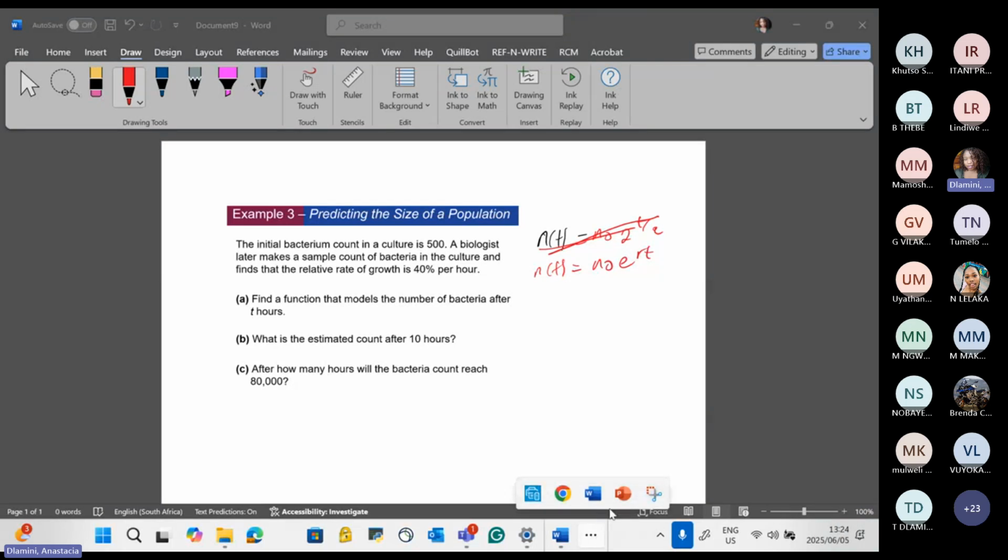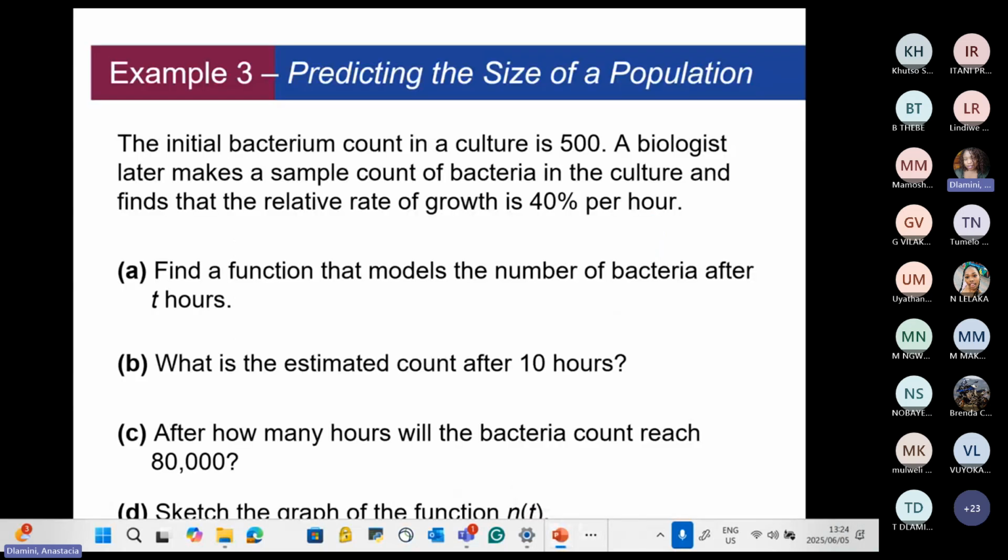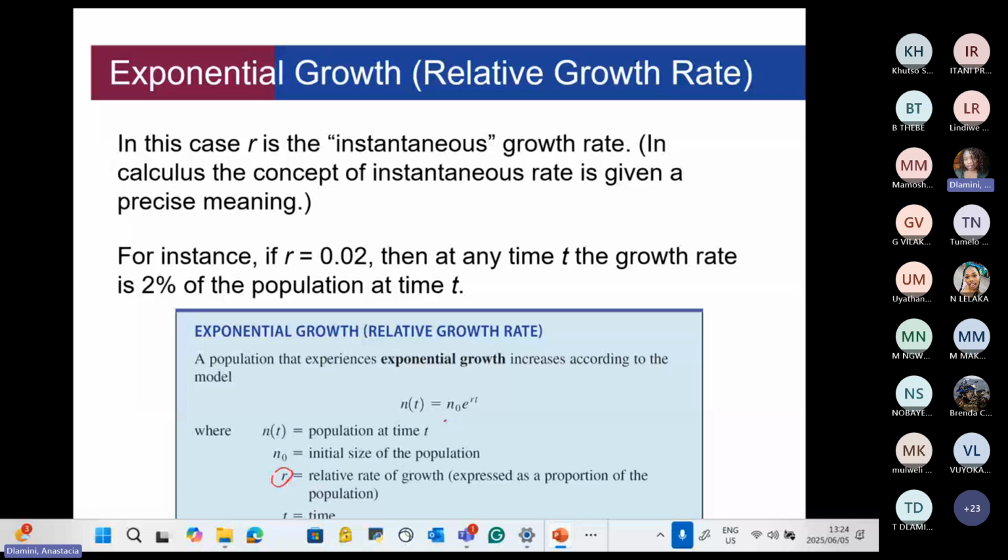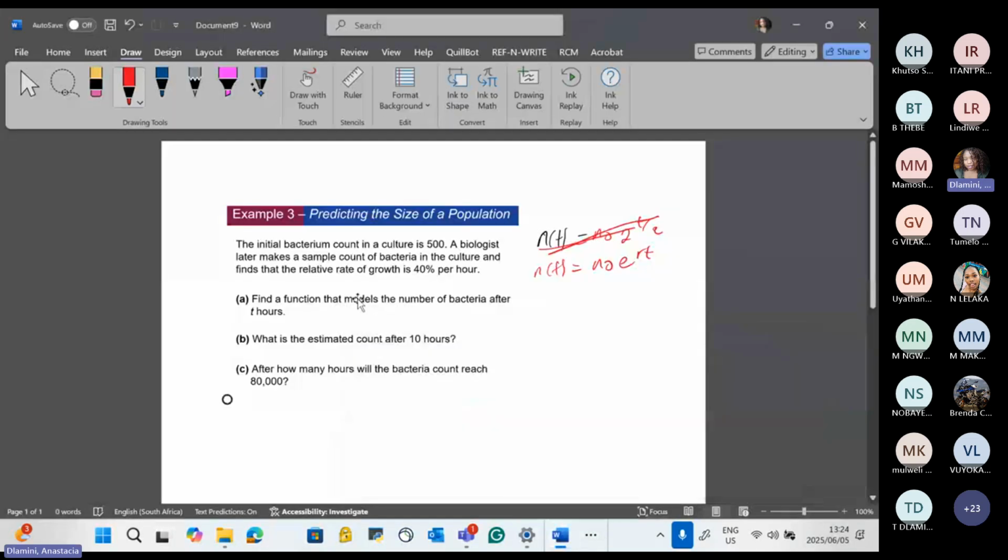Now, going back to the formula, let's just look at the formula for a few minutes. R is our relative growth, T is our time, and N0 is the initial count. So let's go and solve the question. They say find a function that models the number of bacteria after time T. So what is the function? It will be N of T equals N0 e to the RT. What is initially? We initially had 500.